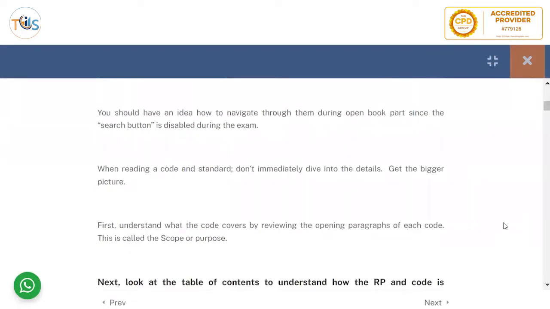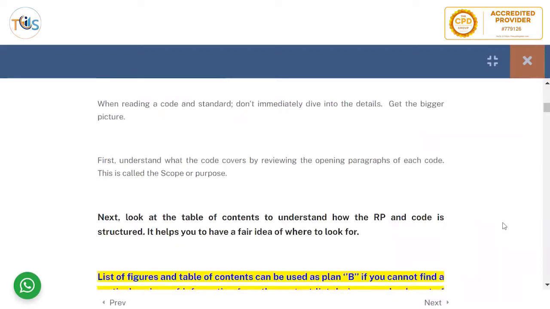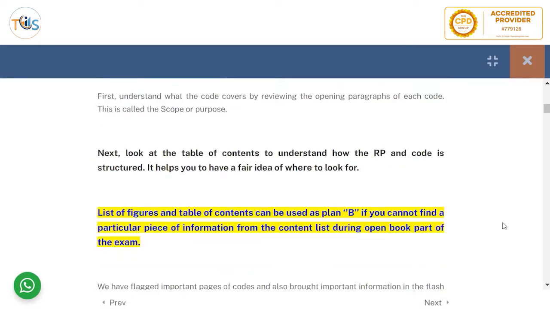The advice I could give you is, when reading a code or a standard or a recommended practice, don't just dive into it straight away. Get the bigger picture first. Understand what the code covers. So look at the first few pages. You can find the scope or the purpose of the code there, so you know what is excluded and what is included. And then next, look at the table of contents and the list of tables and list of figures, and see how the document is structured.